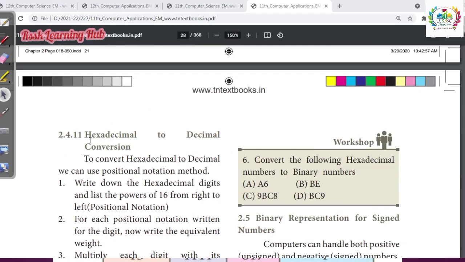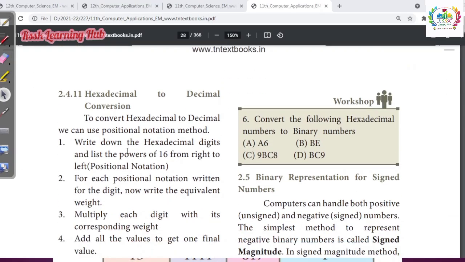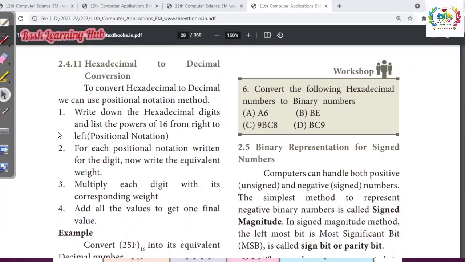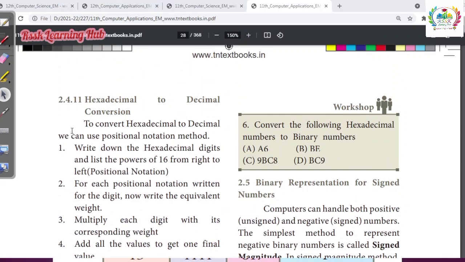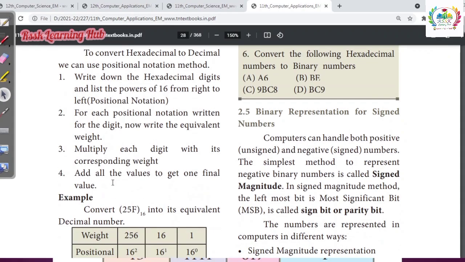So, hexadecimal to decimal conversion. For that, what are the steps? You have to write your hexadecimal digits by power of 16. We saw it for octal, same thing for hexadecimal also, 16 from right to leftmost. Then you have to make your positional notation. Then multiply each digit. Finally, add all those things to get your result. So the same procedure. The only thing that varies is that here it is hexadecimal, so we have to write powers of 16.